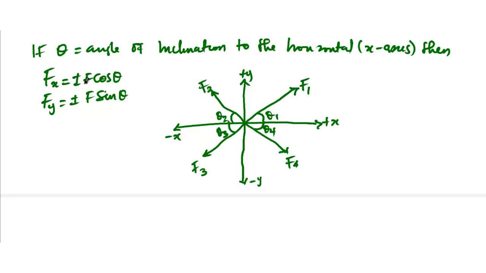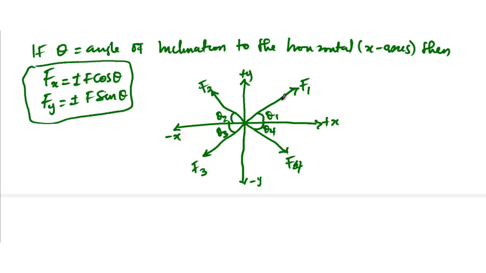So now, what brings about this particular condition? If you look at this vector, any vector that you have in this direction has component on positive y and positive x. This vector F2 here has component on positive y and negative x. This vector F3 here has component on negative x and negative y. And this vector F4 here has component on negative y and positive x. So since the angle of inclination to the horizontal is theta, this formula is valid for all of them.